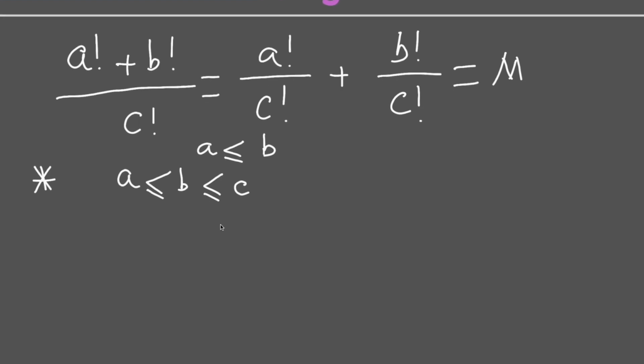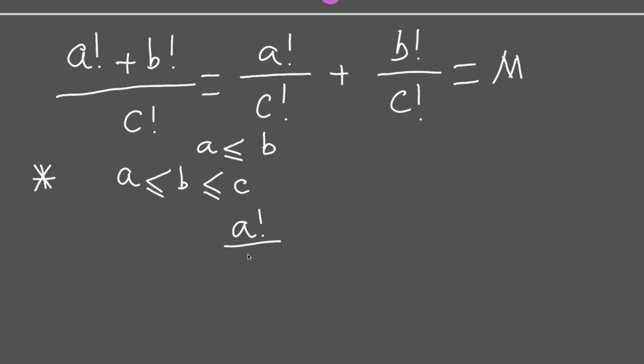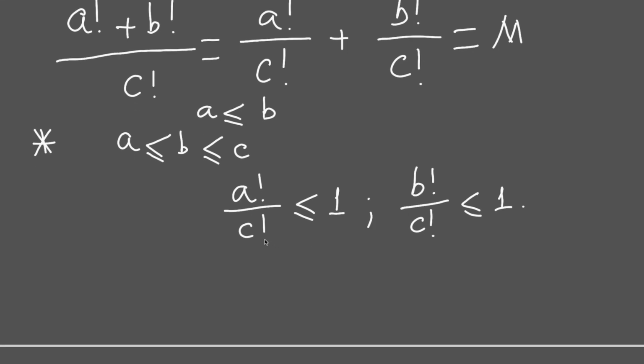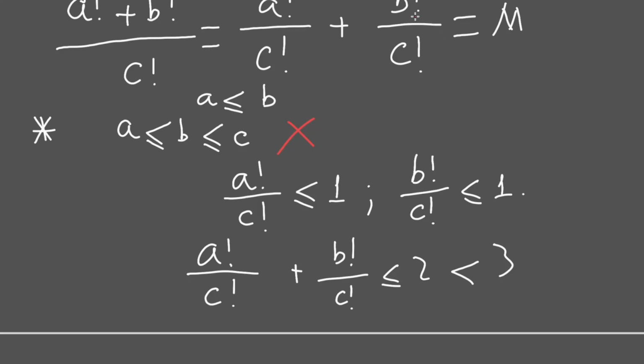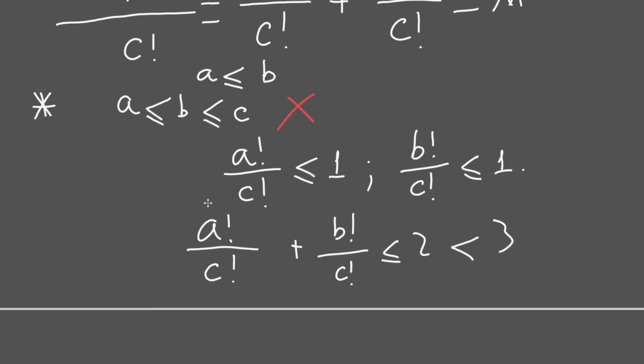If so, we would have a!/c! smaller than or equal to 1, same for b!/c!. Then obviously the sum of the two fractions would be smaller than or equal to 2, and this is smaller than 3. Then the solution is impossible, so we reject this situation. Now let's move to another.